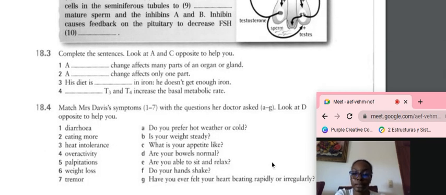Complete the sentence. Look at A and C opposite to help you. A diffuse change affects many parts of an organ or gland. A localized change affects only one part. His diet is deficient in iron; he doesn't get enough iron. T3 and T4 increase the basal metabolic rate.